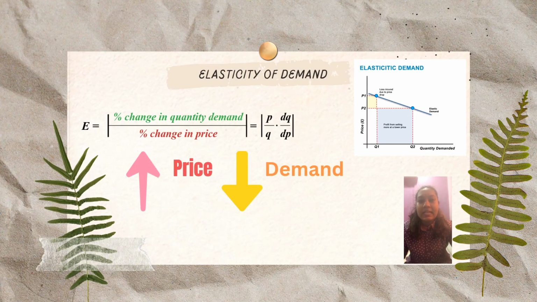Next, we see elasticity of demand. When the price goes up, the quantity demanded goes down. And the formula for elasticity of demand is change in quantity demanded divided by change in price.